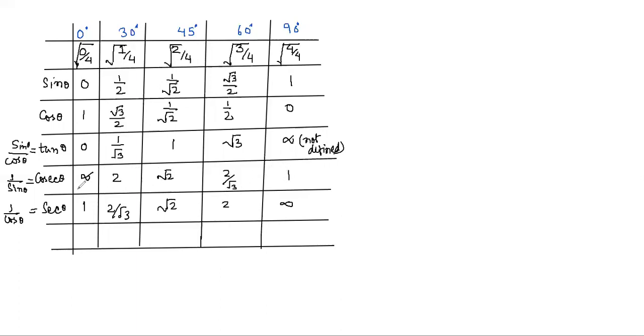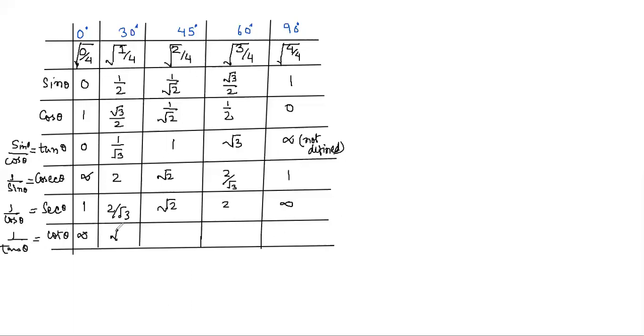So 1 will come first, 2 by square root 3 will come second, this will be the third value, this will be the fourth, and this will be the last value. And now you want to get the value of cot theta. Cot theta is the reciprocal of tan theta. So let's write down the value of cot theta by reversing the values of tan theta. So it will be 1 by 0, that means not defined.